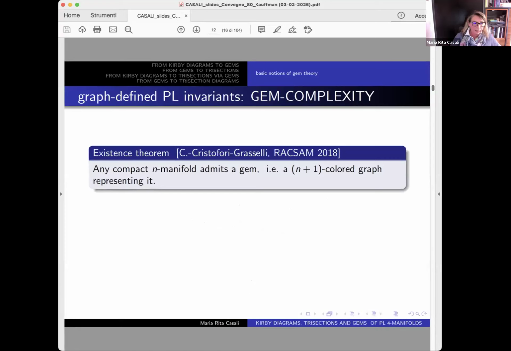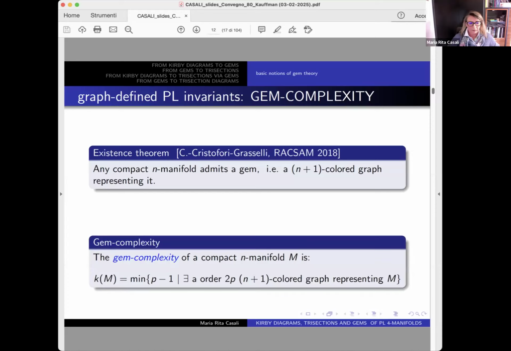As a consequence, we can introduce in any dimension suitable graph-defined invariants. A very natural one is the so-called gem complexity of a compact form and manifold that involves the minimum number of vertices in an n+1 color graph representing the manifold. Note that the term complexity is appropriate since by duality, this invariant involves the minimum number of n-simplices necessary to get a colored triangulation of the manifold.